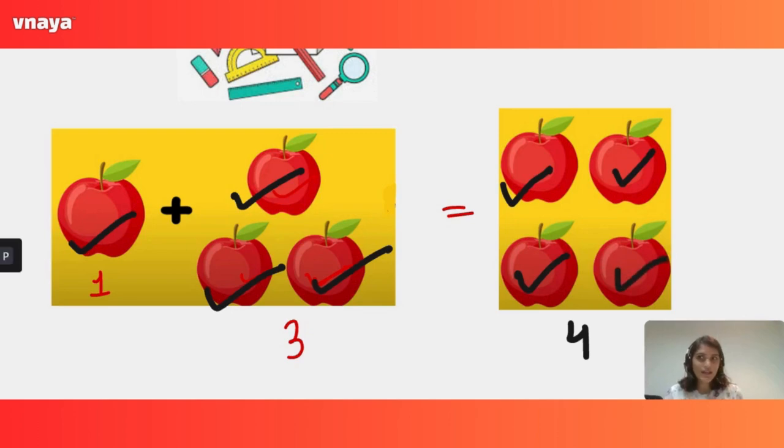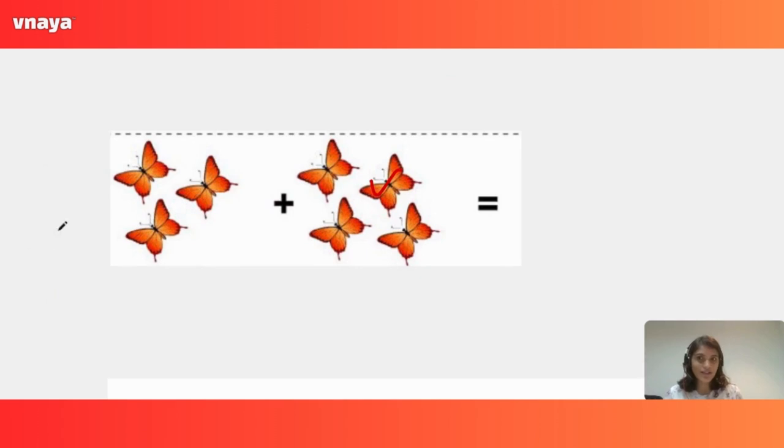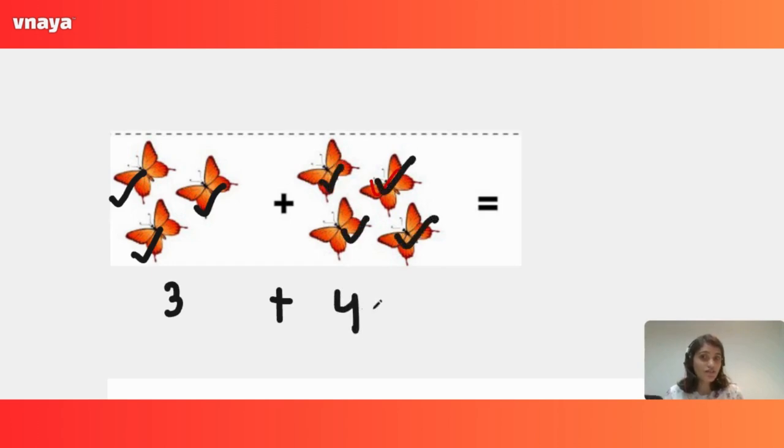Okay, so let's have one more example of the butterflies. Alright, so let's count the butterflies with me. How many butterflies do we have here? One, two, three. Three butterflies here. And I'm adding how many butterflies to it? One, two, three, four. Four butterflies to it.